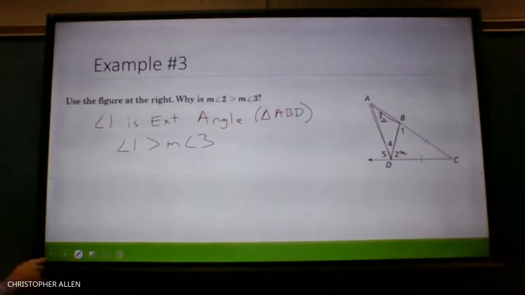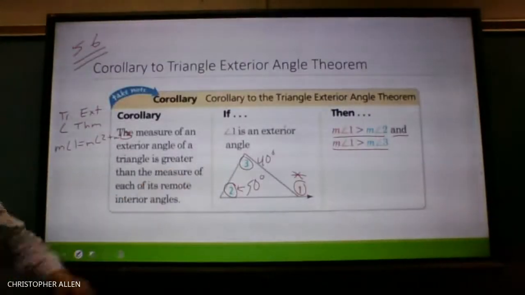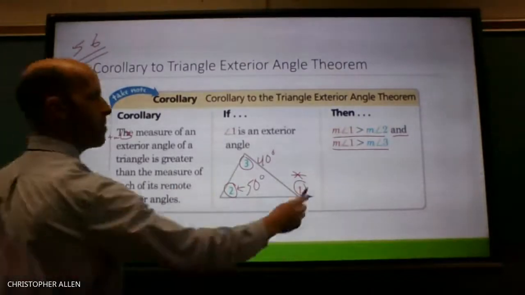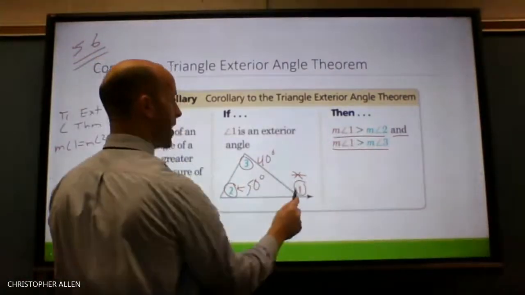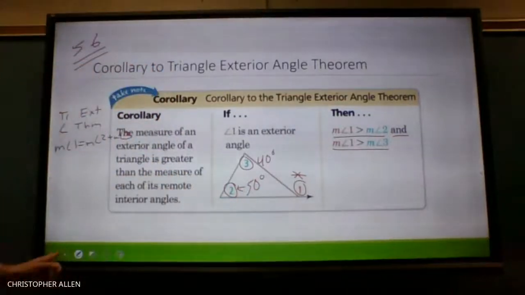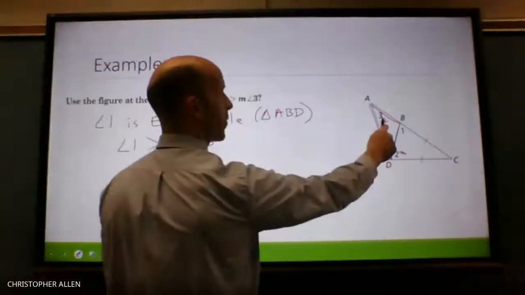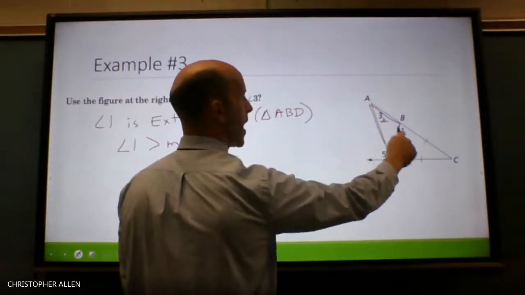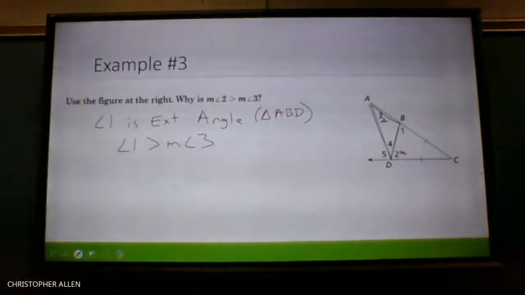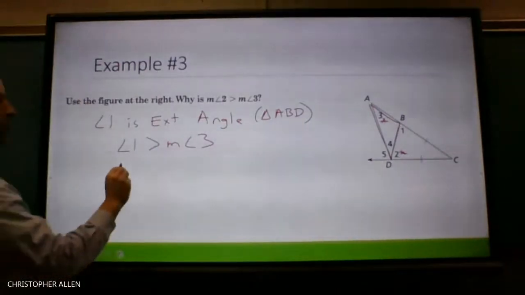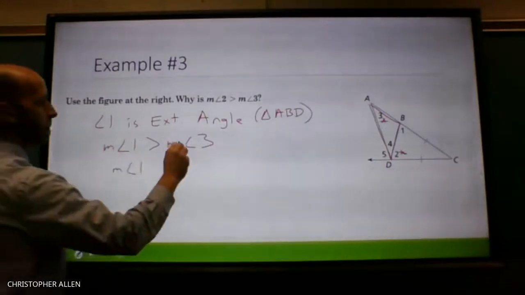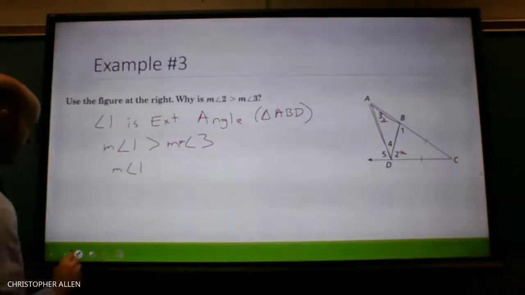The reason it has to be true is because of this theorem right here. This theorem says that the measure of angle 1 has to be greater than either of the two remote interior angles, and that's exactly what angle 3 is. So angle 1, which has angle 3 as a remote interior angle, has to be greater than angle 3. Oh, by the way, what's true about angle 1? Let me put measure here to be more specific. Oops, I guess I already did there.